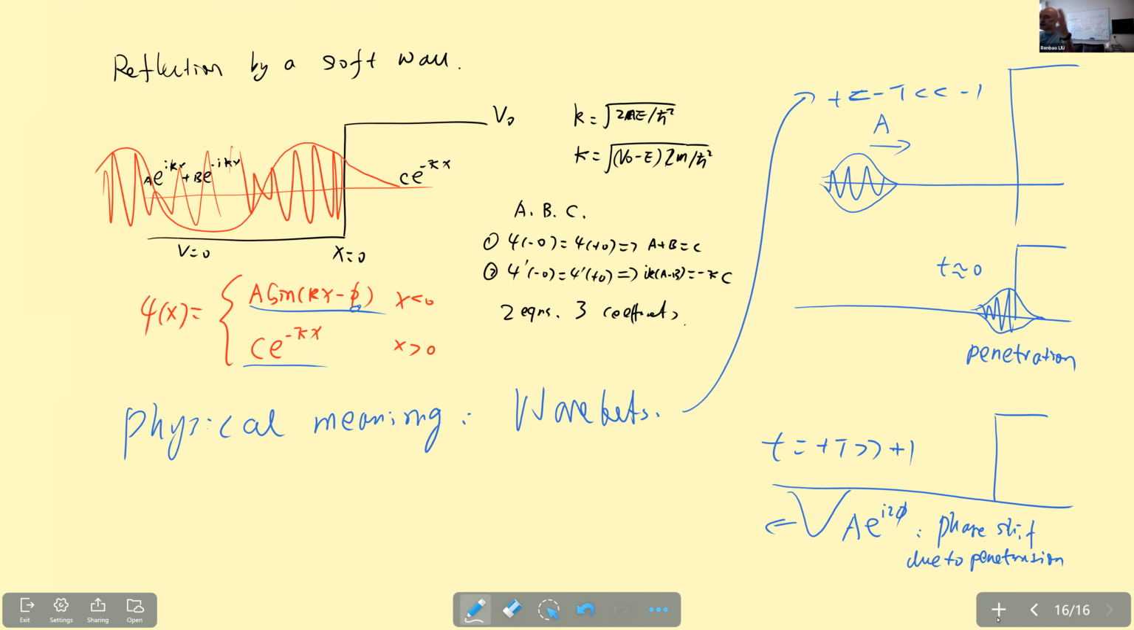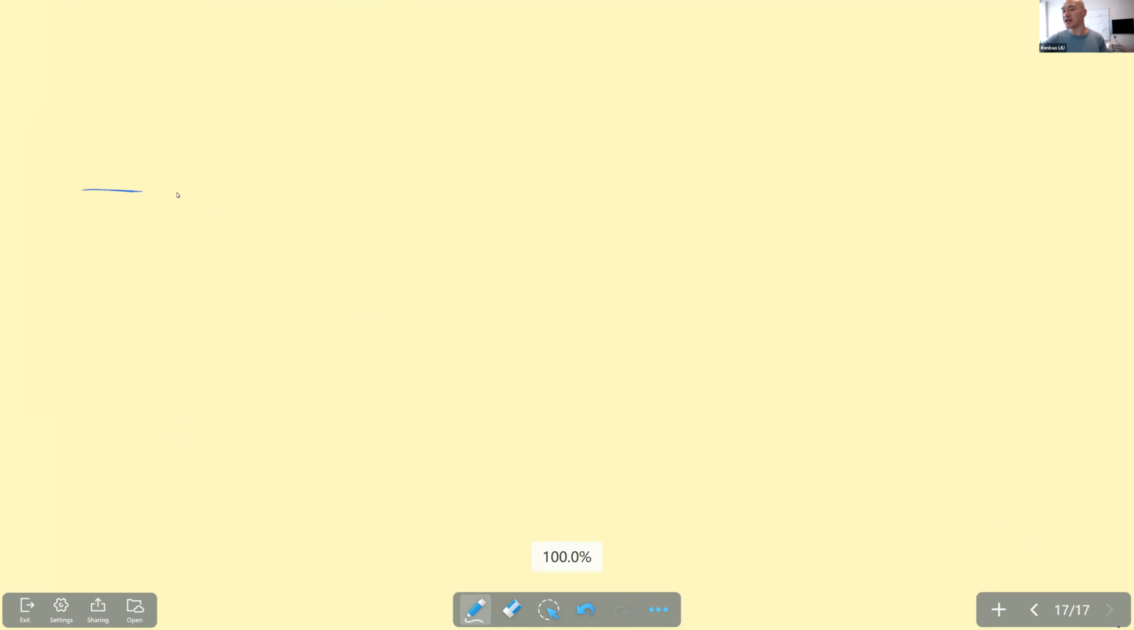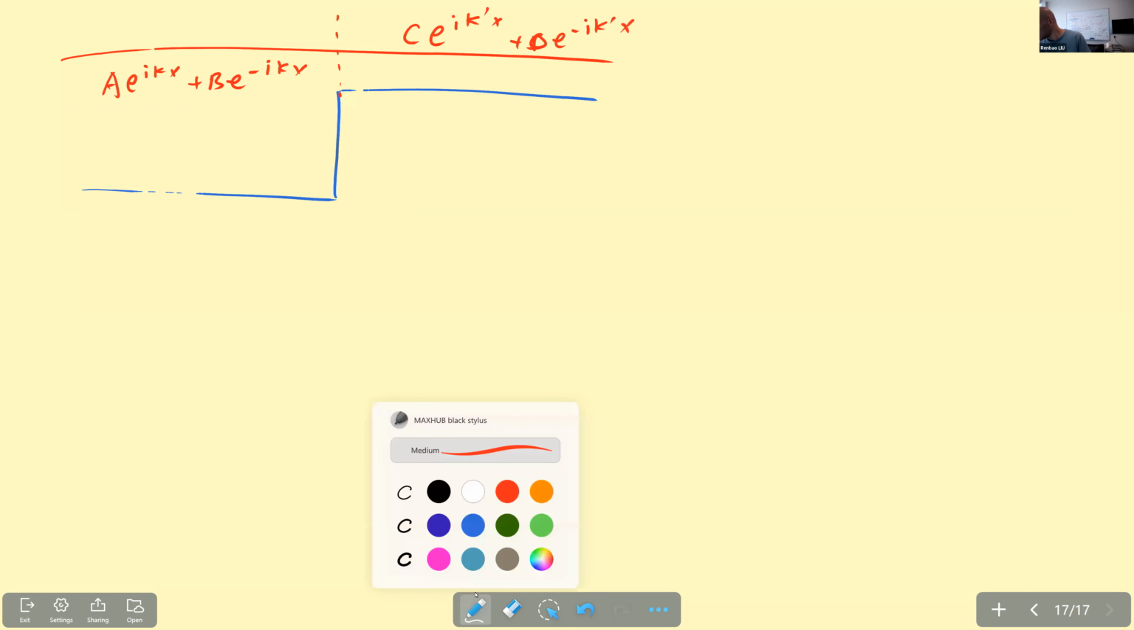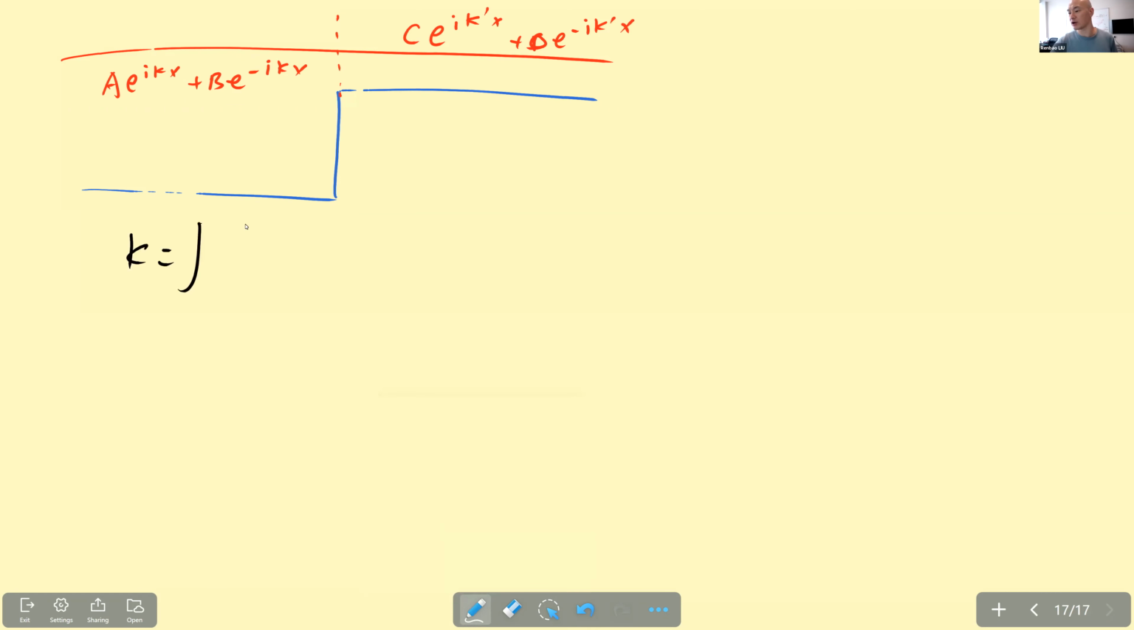And then you can ask the question, what if the energy is above the barrier? What will happen? If the energy is above the barrier, now you can have Ae^(ikx) plus Be^(-ikx). And in this part, you can also have Ce^(ik'x) plus De^(-ik'x). Of course, with k just equal to the square root of 2mE over h bar squared.